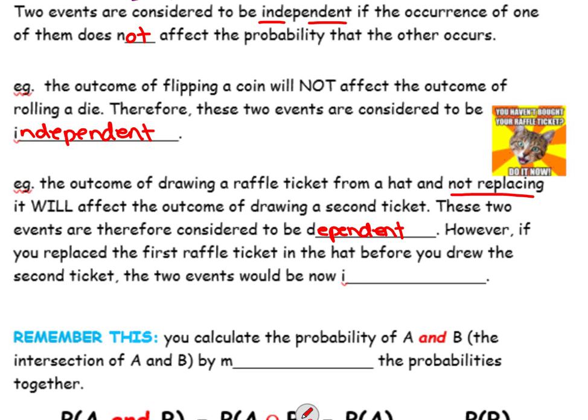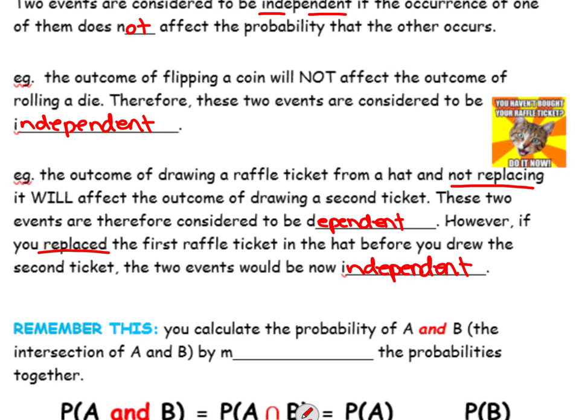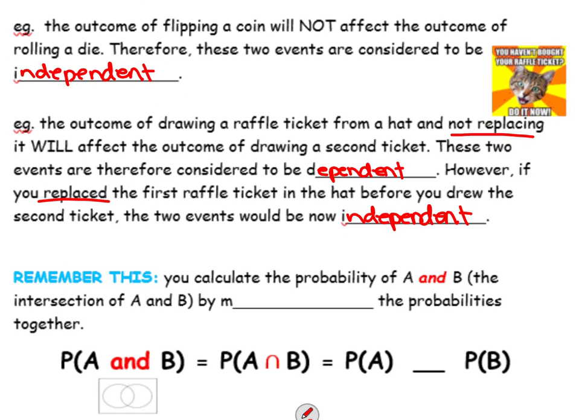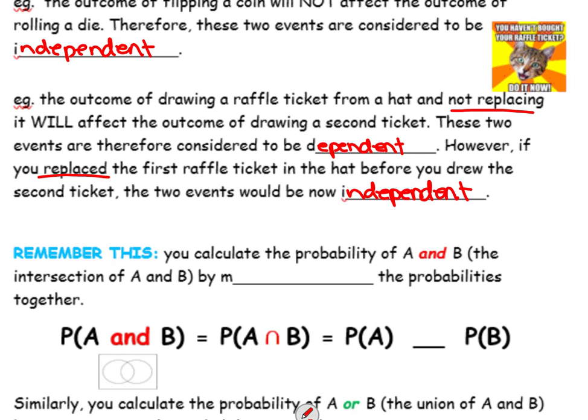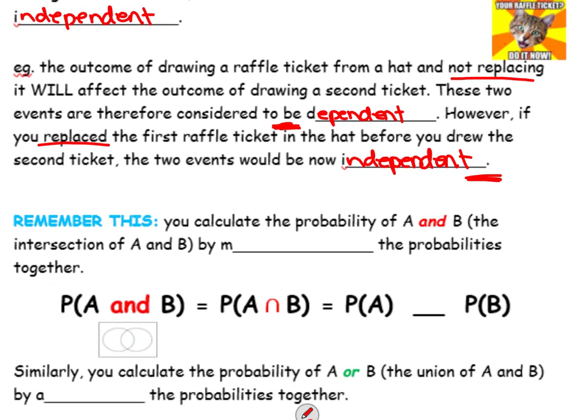However, if you did replace the first raffle ticket in the hat before you drew the second ticket, then the events are suddenly now independent, because the probability of the second event occurring wasn't affected by the outcome of the first ticket being drawn. So that's very important. The dependent one is an example of an event without replacement, and the independent one is with replacement of the ticket.